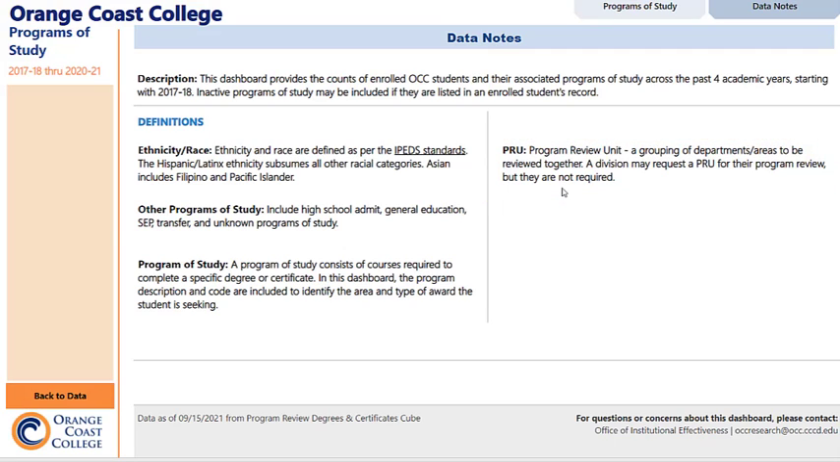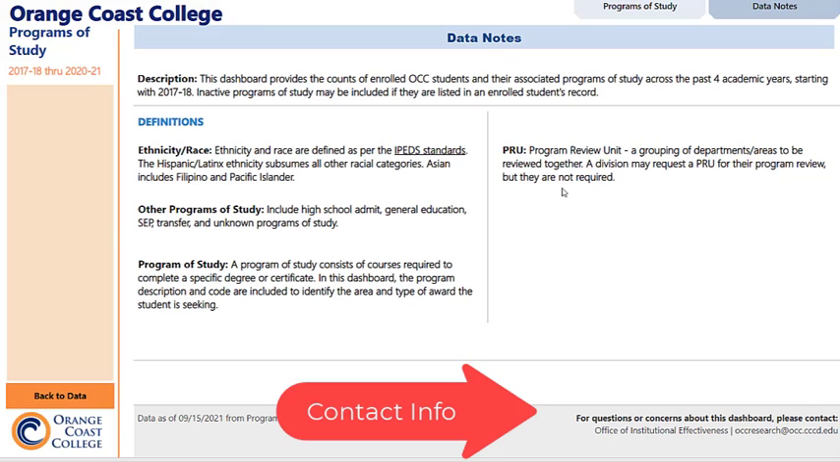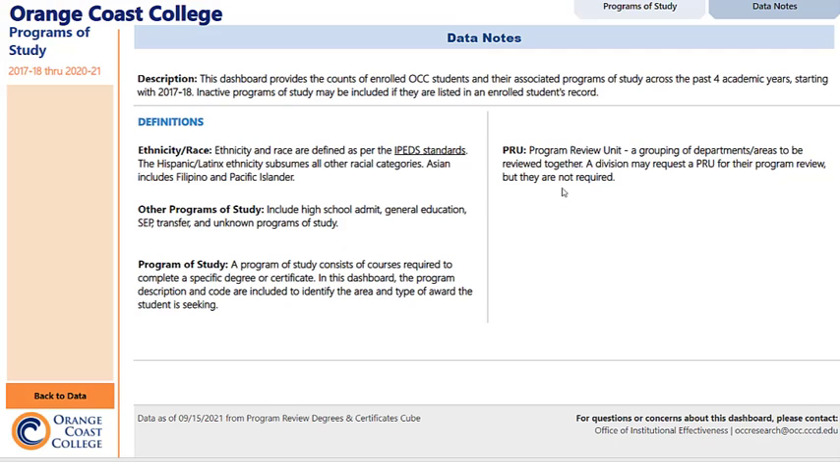Our team works very hard to update these definitions to give you all the clearest understanding of what it is that you are looking at. If you have any questions or concerns that might not be on this data notes page, please do send us an email. Our contact information is right here. And we really do try our best to update these definitions accordingly with your questions.